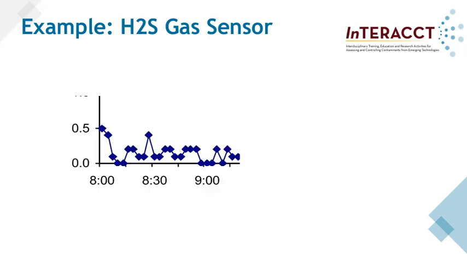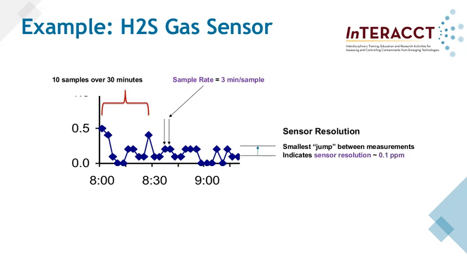To analyze this data further, here is a short snapshot of it where we can see that over the 30-minute period there were 10 samples. Therefore, the sample rate is 3 minutes per sample, and the sensor resolution is seen in the vertical aspect of the plot. As you can see on the right, there's no vertical spacing smaller than between the two that are shown, which indicates the sensor's resolution.